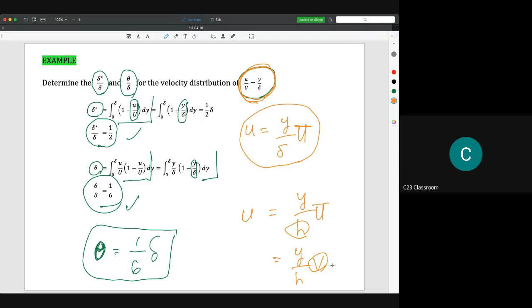But in the boundary layer, normally we will write u over capital U like this, and it is equal to y over delta, because the delta here is the specific term to reflect the boundary layer thickness, and the y here is the y-axis, the length of the vertical distance.